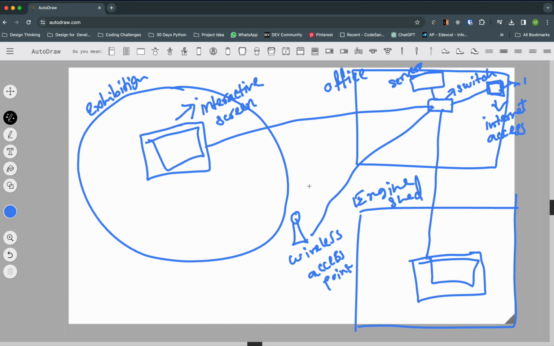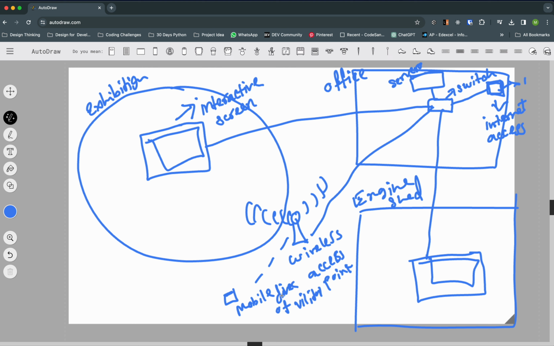Okay, that means this is the Wi-Fi that we are using. So it transfers this internet through waves, and from these, the mobile devices of the visitors are getting the internet, right?